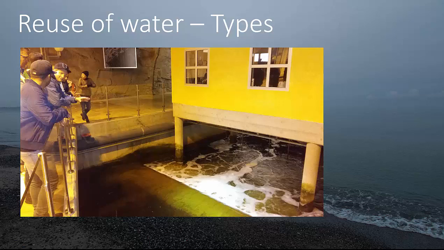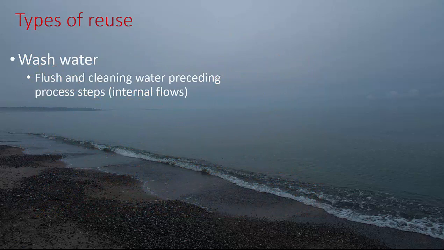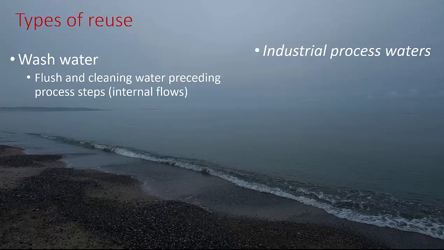But before we go into the types, I just want to give you, same as I said before, when you think about reuse, check the use. Types of reuse. I've put one heading here, wash water, and with this I mean flush and cleaning water from preceding process steps, internal flows. This type of reuse you probably will find only in industrial process water, more or less depending on industry. I've done maybe one or two pre-studies of this many years ago.